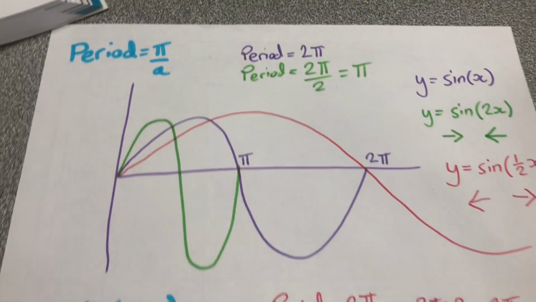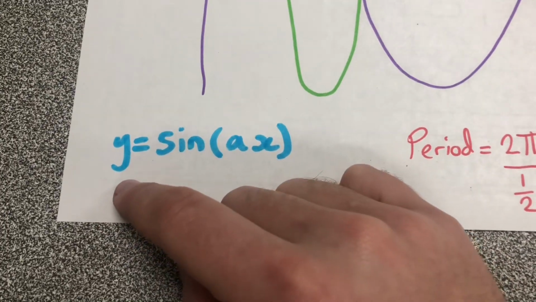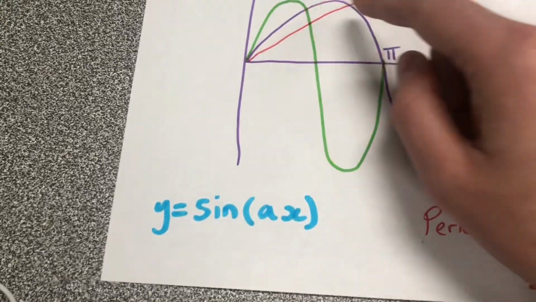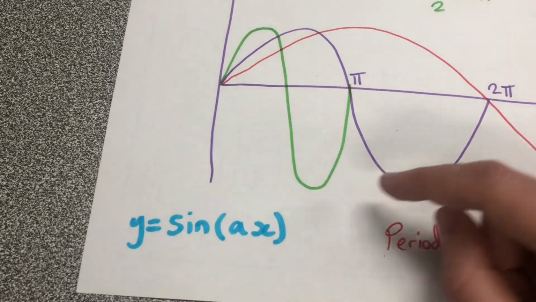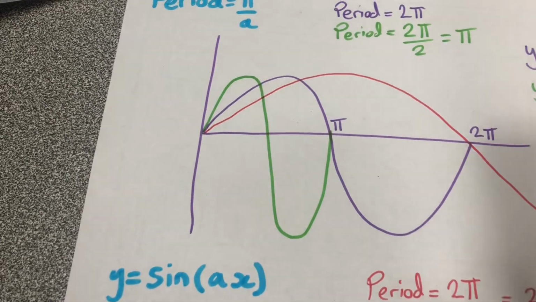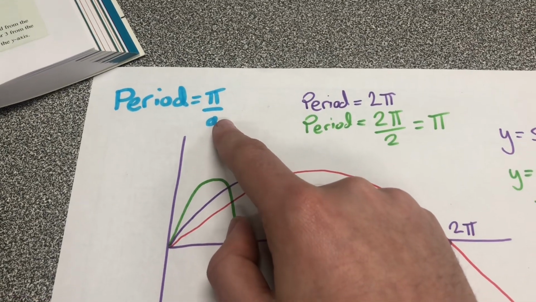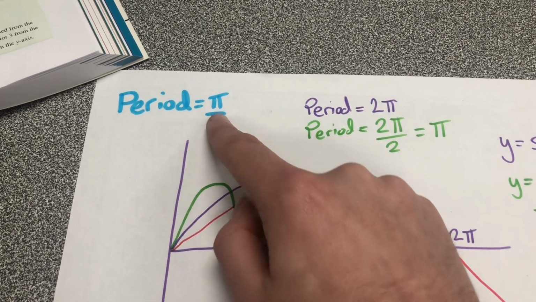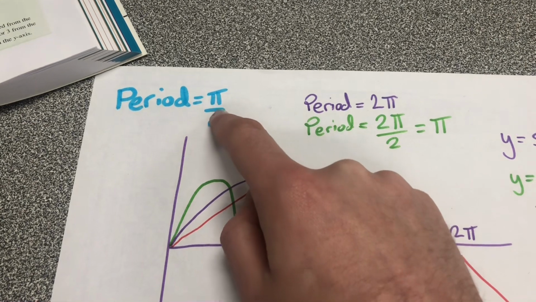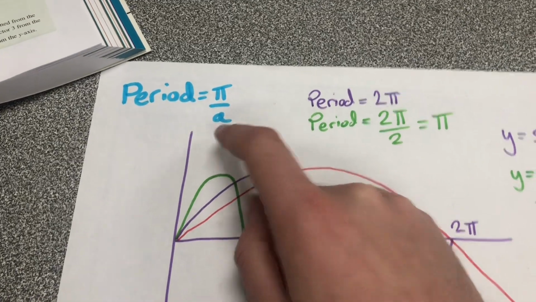Now we can actually use a bit of a formula for this one. So here I've got sine of Ax, which could be my purple graph, but my A is going to be whatever I do to my x. And my period is going to be 2 pi divided by A. So I should have put a little 2 pi there, but I forgot to put that on. So that's 2 pi over A.